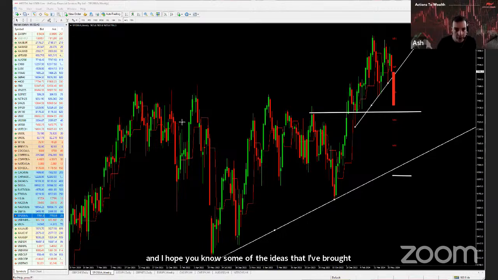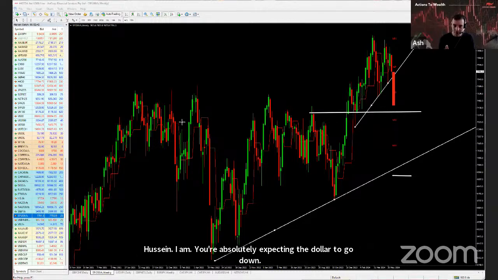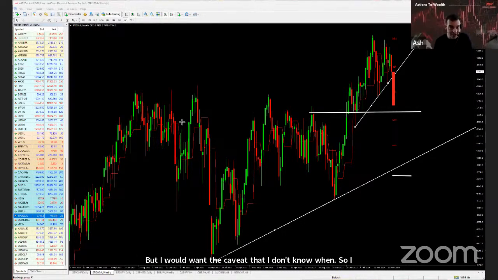If you're expecting the stocks to go up, then you're expecting the dollar to go down. Yeah, I am, Hussein. I am absolutely expecting the dollar to go down, but I would want the caveat that I don't know when. So I think it might be as late as November, but I wouldn't want to pick when. But I think it's coming down.